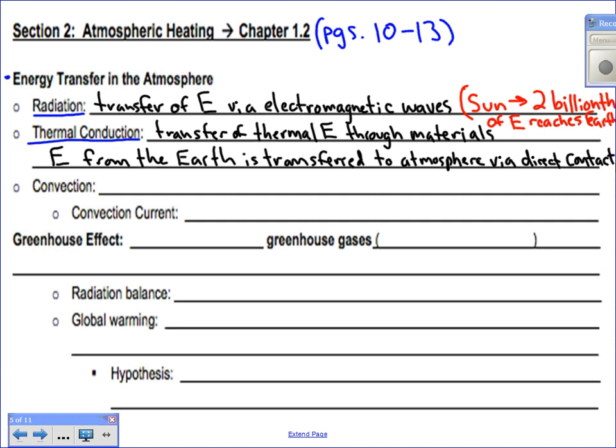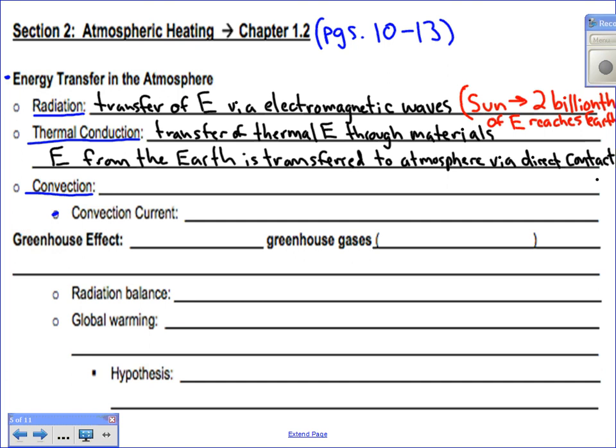Okay, so what we can point out with this is that when the particles come into direct contact with the Earth's surface, this is able to drive the Earth's weather and climate. Okay, so this is direct contact. We're taking a look at convection. You might be familiar with convection currents. We'll go over that in a minute.